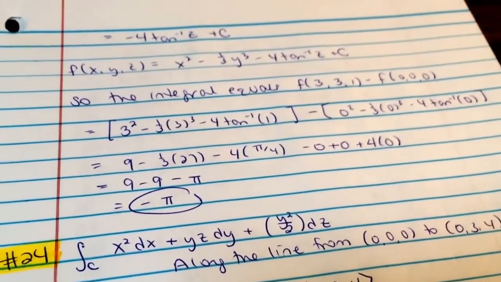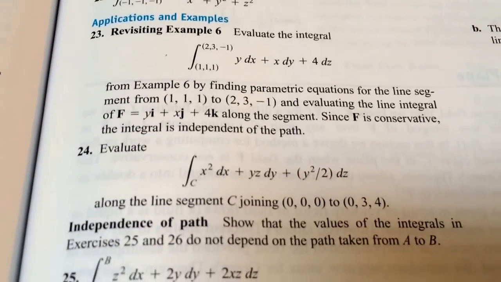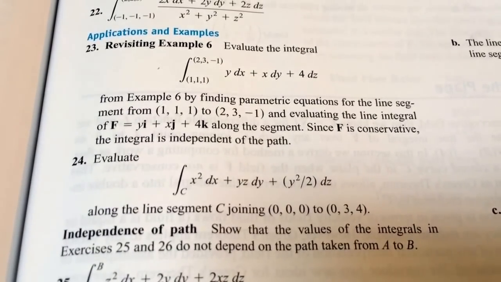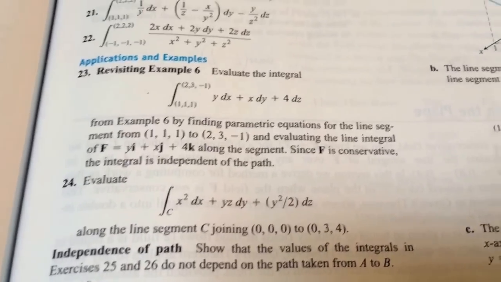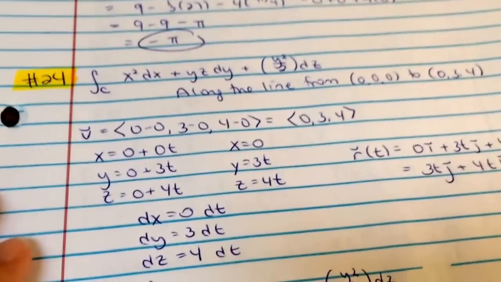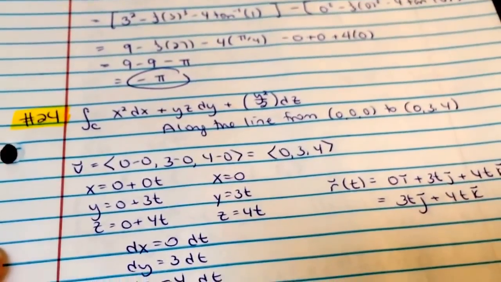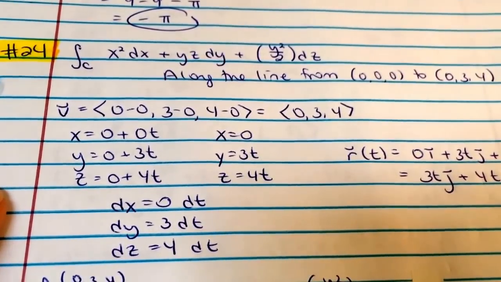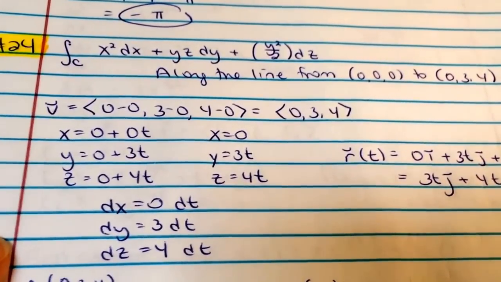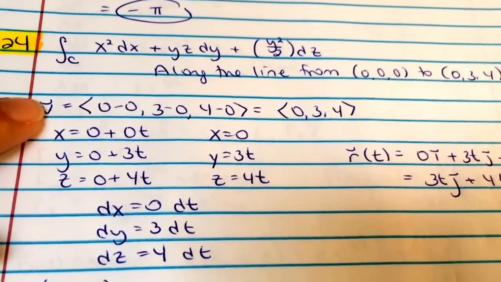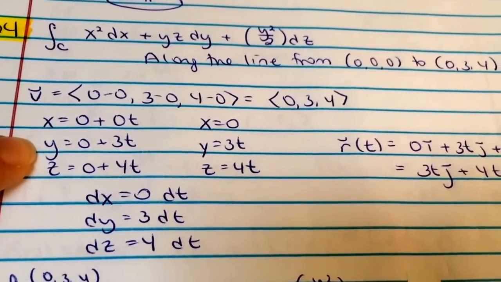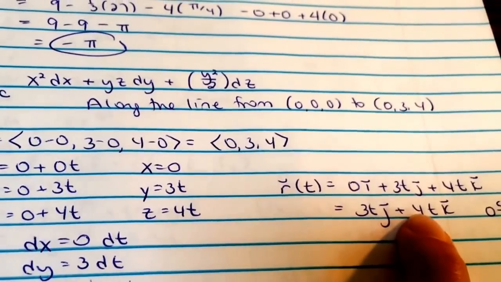All right, so let's try another one. This is 24. Evaluate this integral along the line segment joining 0, 0, 0 to 0, 3, 4. So I'm going to find that, what is it called? Oh, parametric function. So I'm doing the parametric equations, and then I'm going to get the R. So terminal minus initial to get the vector. Parametric equations because this is a line. So this is my R.